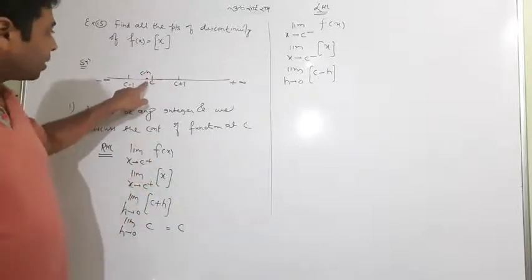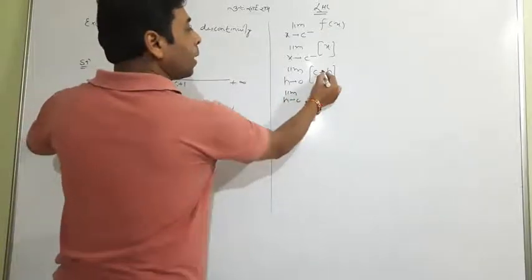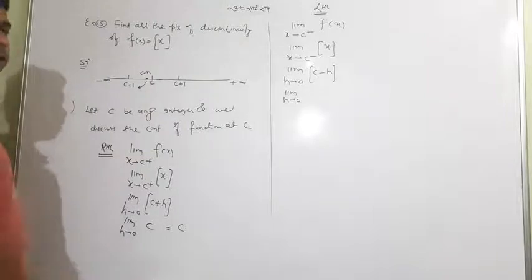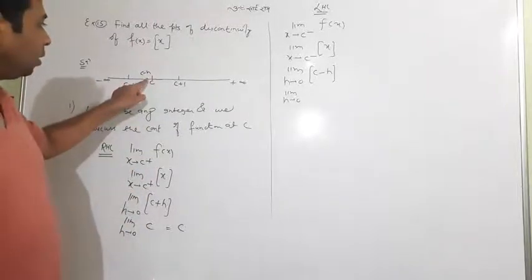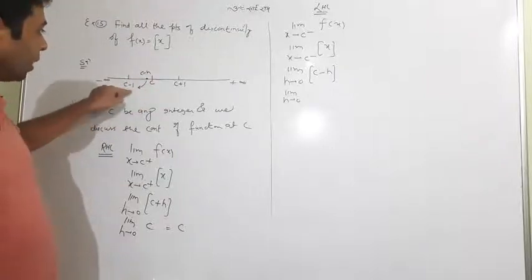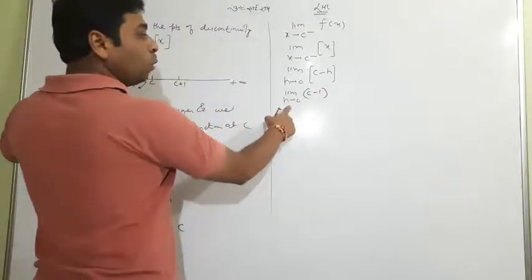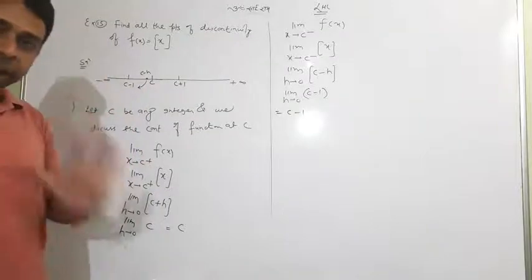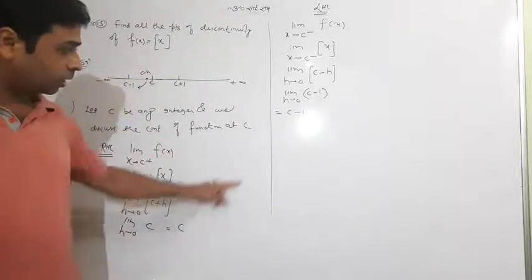And when greatest integer function applies on c minus h, it gives the less and nearest integer, which is c minus 1. Very interesting. And there is no h here, so the answer will be c minus 1. The thing is stopped here. We don't have to go further because this and this are not the same.